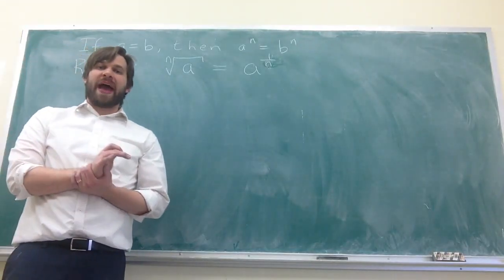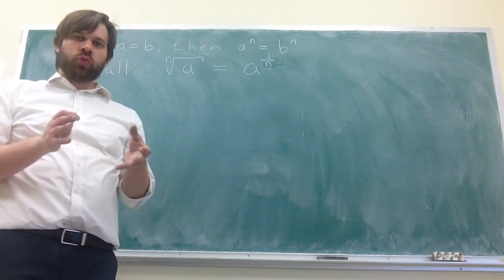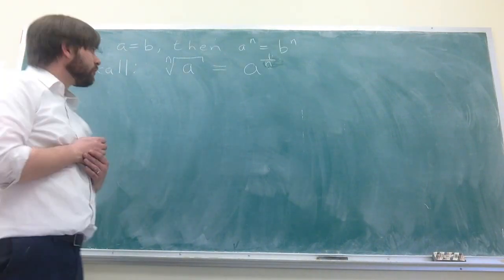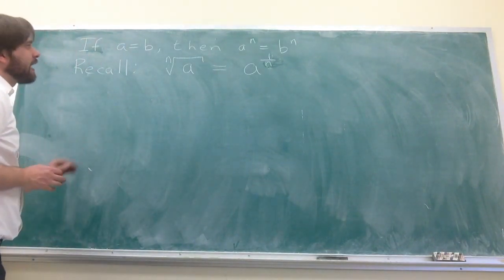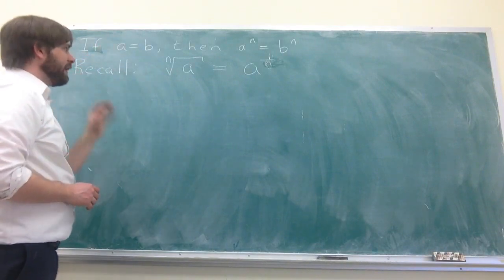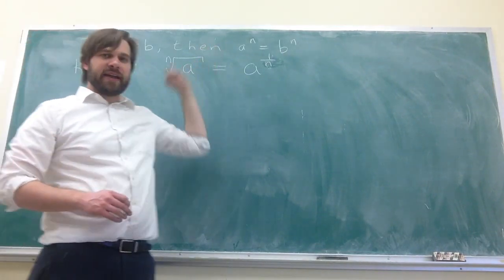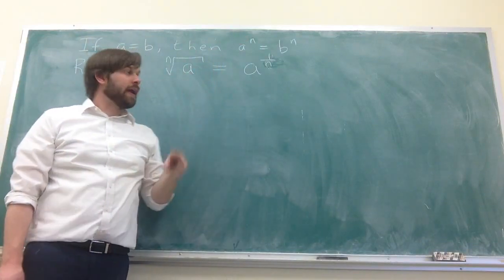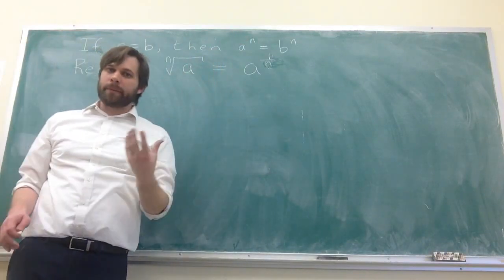Next, we're going to talk about radical equations. One problem-solving principle that we're going to use as we solve these equations is the following fact: if you have a equals b, then that means a to the n equals b to the n, for n being a rational number.